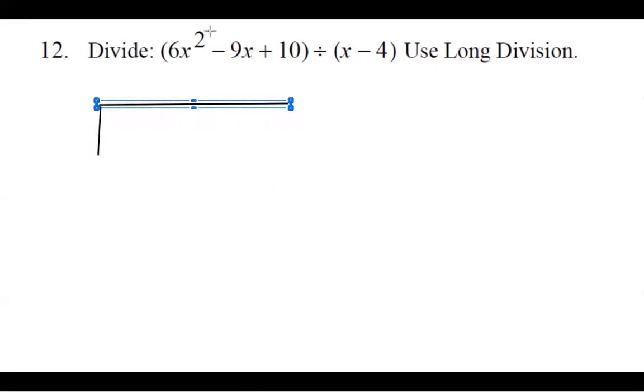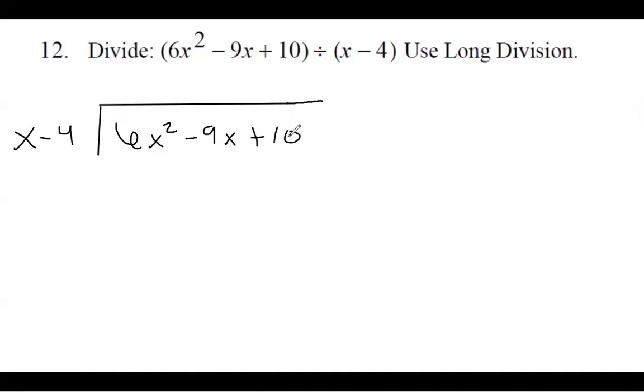All right, what goes inside and what goes outside? Okay, x minus 4 is outside. X minus 4. And inside is 6x squared minus 9x plus 10. Remember that if there's a term missing, you have to write a placeholder for it. So do we have any missing terms? We have x squared, x, and our beautiful constant. So no, nothing's missing. All right, now we're going to go ahead and look at the first two terms.